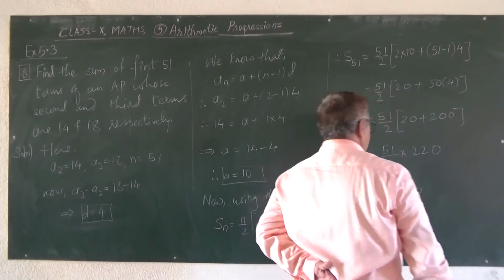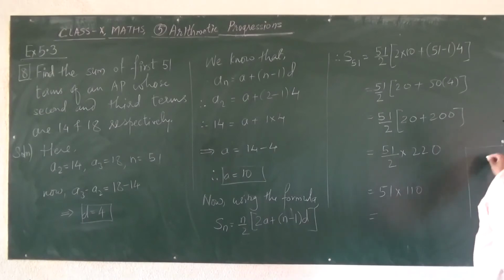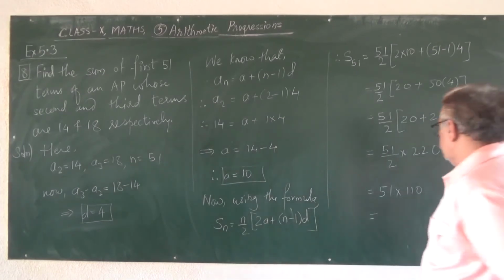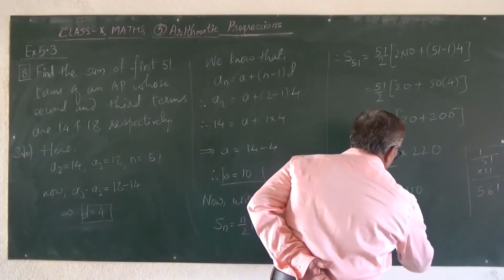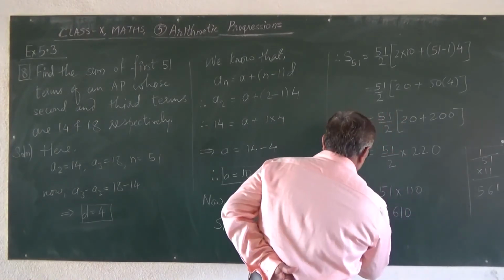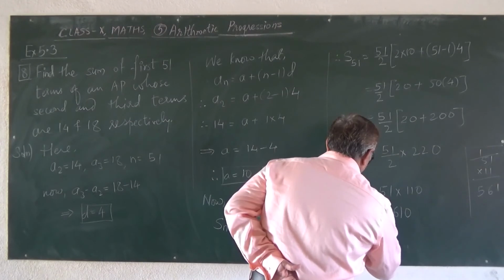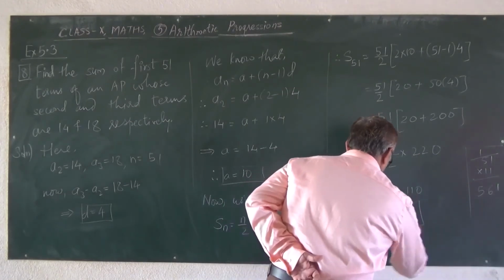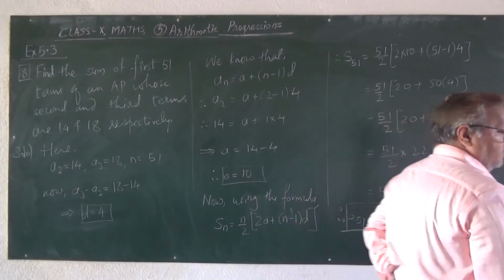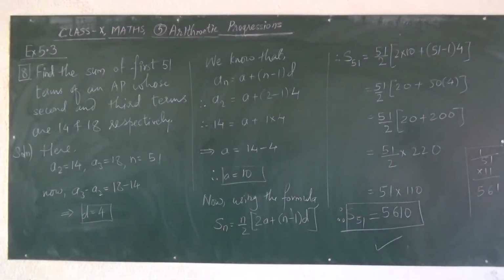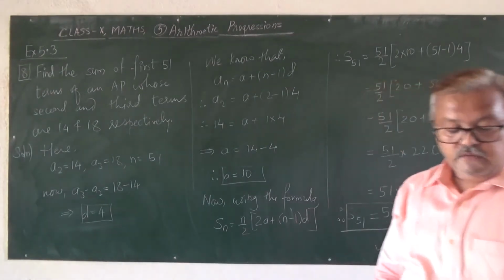Okay, so multiply this. Do the rough work. 51 into 11: 11 is 11, carry 1. 11 into 5 is 55, plus 1 is 56. So 5610. Therefore, the sum of the first 51 terms is 5610. Hope you have understood this.